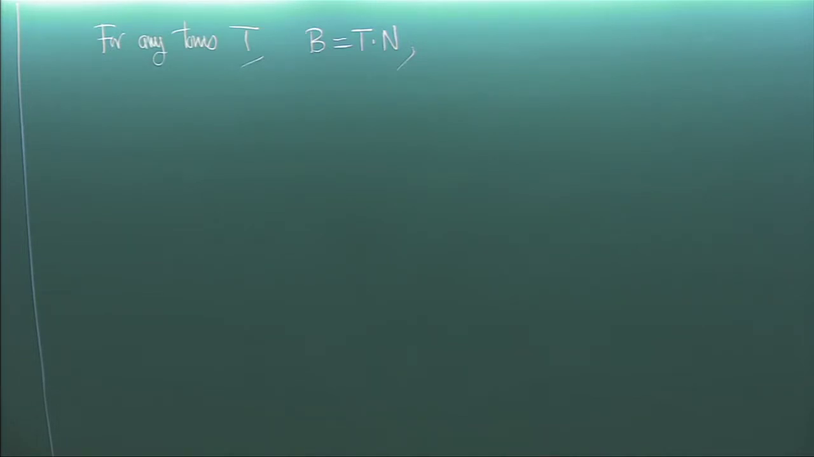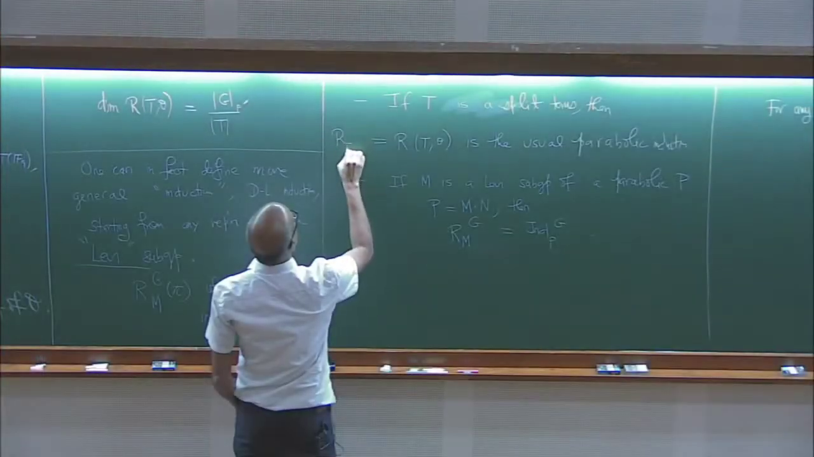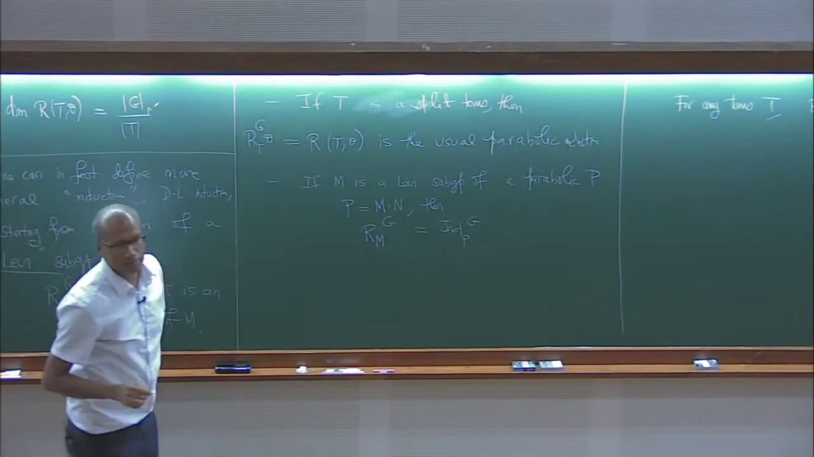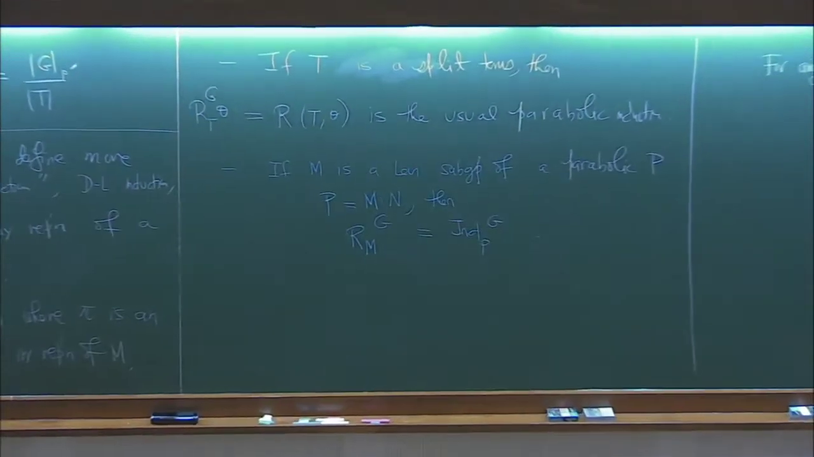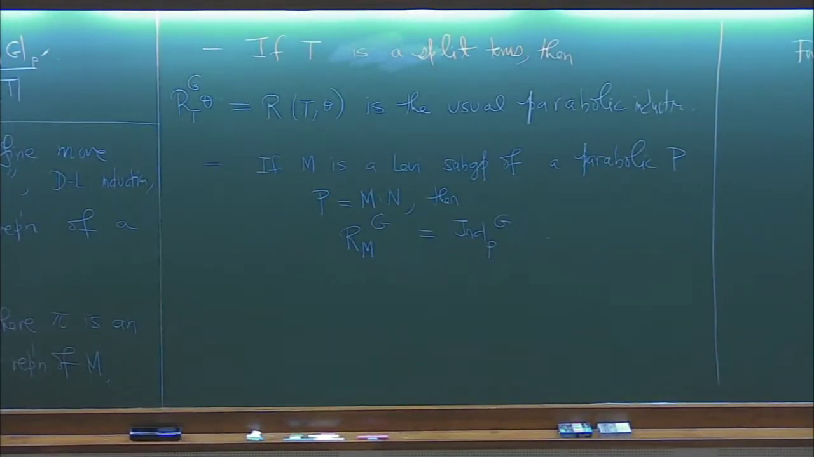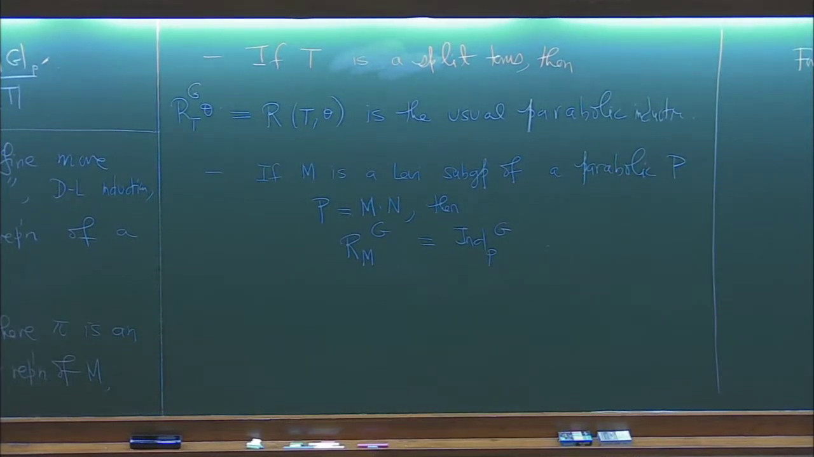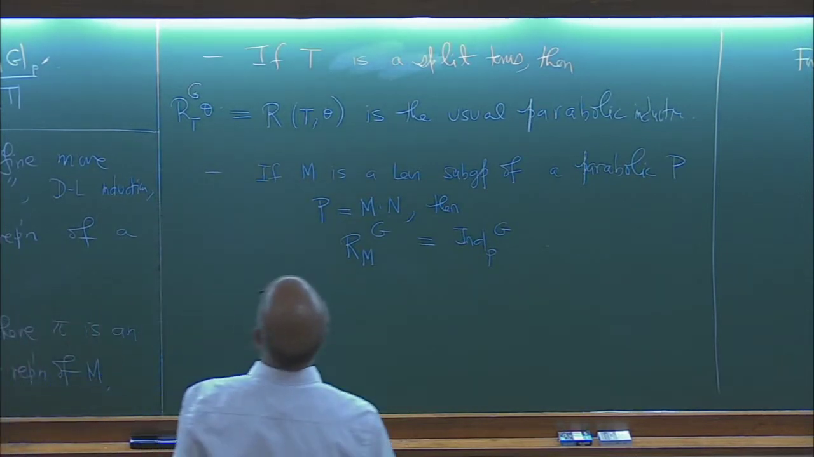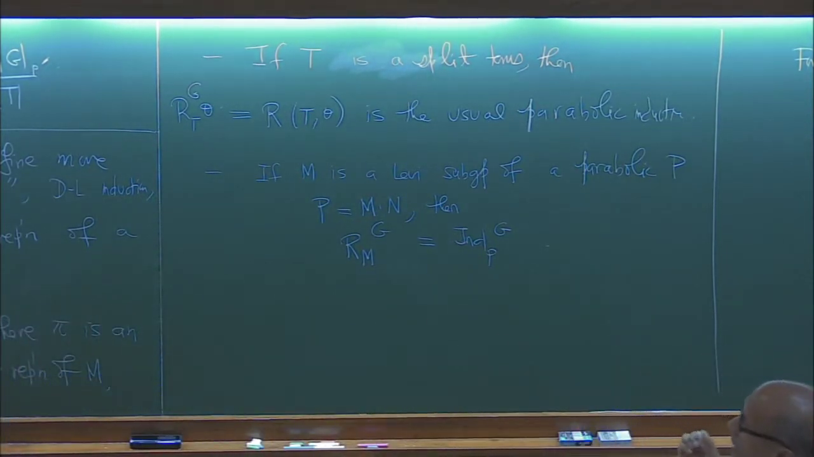Looking good? R_T^θ is this notation, and then I use this notation, so there is a bit of a conflict of notation. One could say that this is R_T^G of θ, and θ is meant to be a character, and π is meant to be a representation, but a character is also a representation.